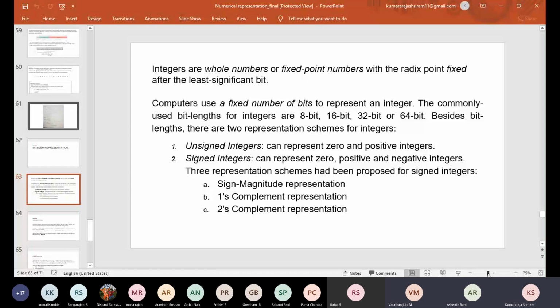So there are three ways to do this. One is through sign magnitude, other one is 1s complement, and the most predominantly used representation is the 2s complement, and we'll see why it is most predominantly used. Next slide, Ram. Kumar Raja, next slide, please.